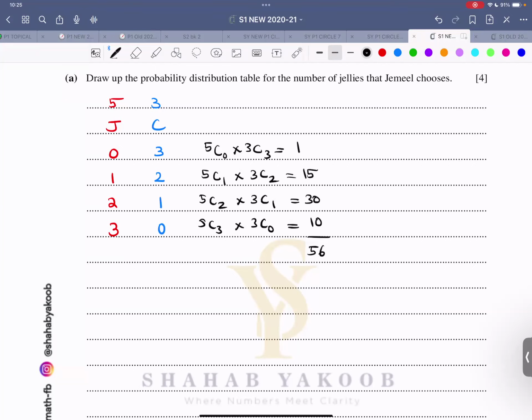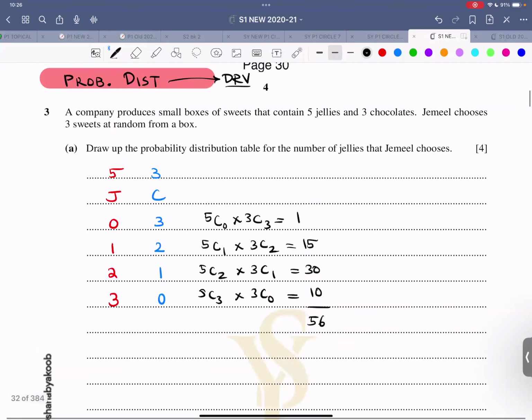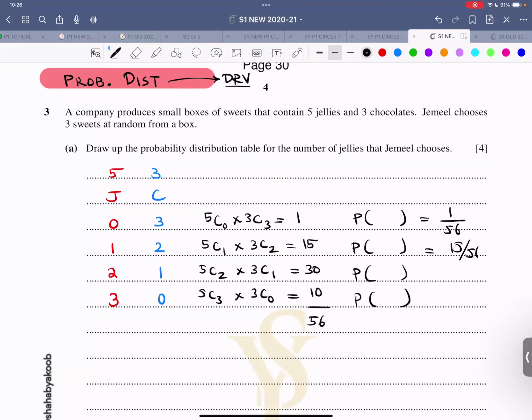And if I am thinking about writing down the probabilities, the probabilities are very obvious. Probability X equals something. Let me first draw brackets over here like a template, equal. And this is 1 over 56. This is 15 over 56. This is 30 over 56. This is 10 over 56. And we are writing from the perspective of jellies.